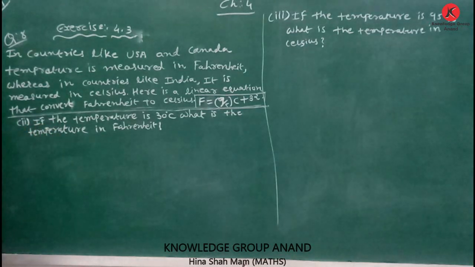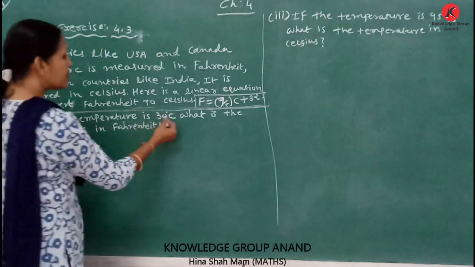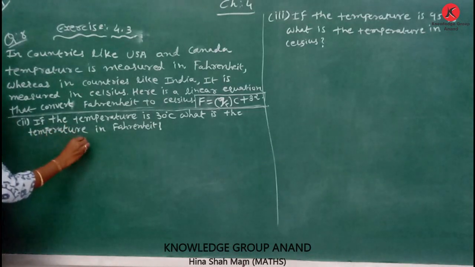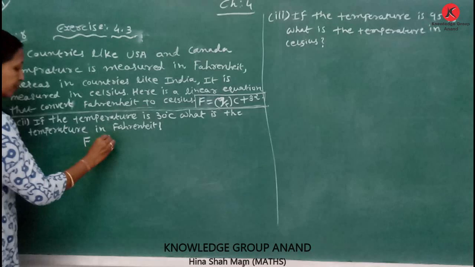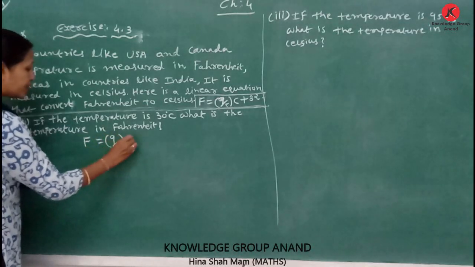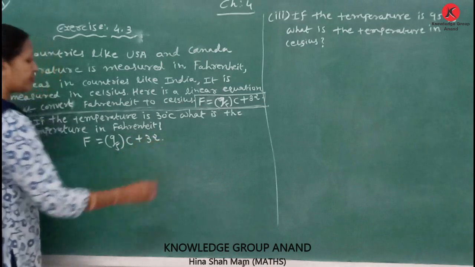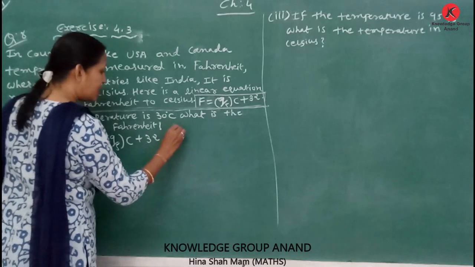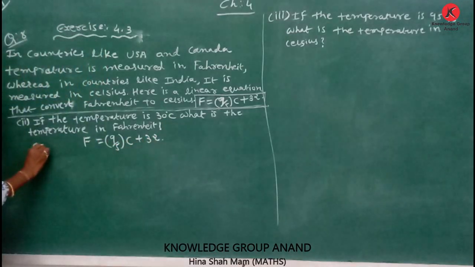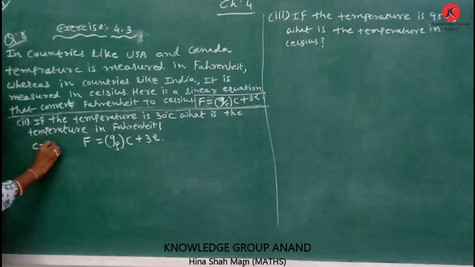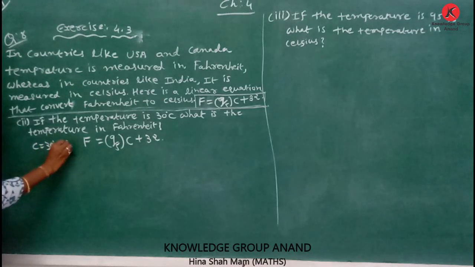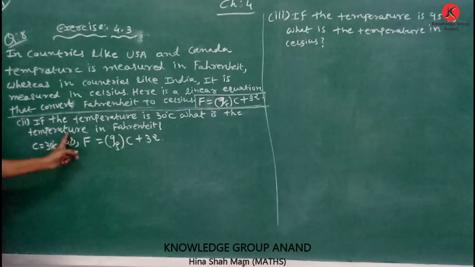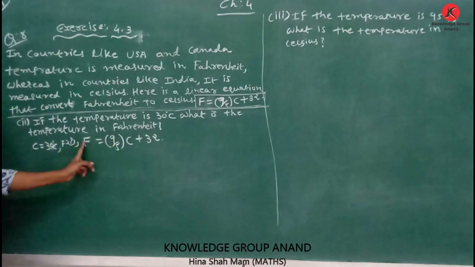Second question: if the temperature is 30 degrees Celsius, what is the temperature in Fahrenheit? Our equation is Fahrenheit is equal to 9 by 5 Celsius plus 32. We have the given temperature, 30 degrees Celsius. Therefore, C is equal to 30 degrees Celsius. Find F, the temperature in Fahrenheit.